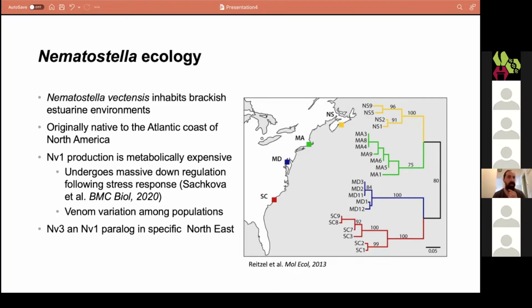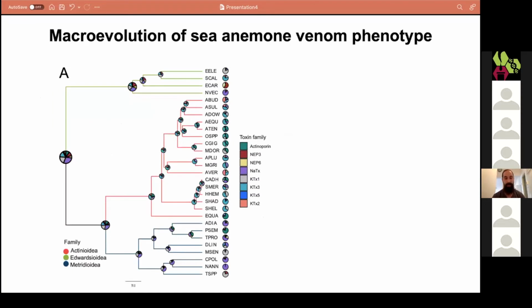We then wanted to also further explore this by understanding how different populations evolve their venom phenotype, and if we see similar patterns at both different scales, at both the ecological and evolutionary scales.